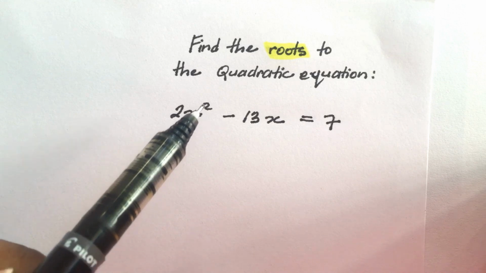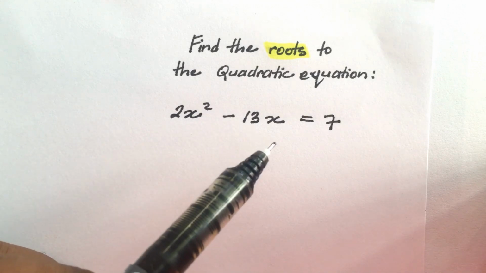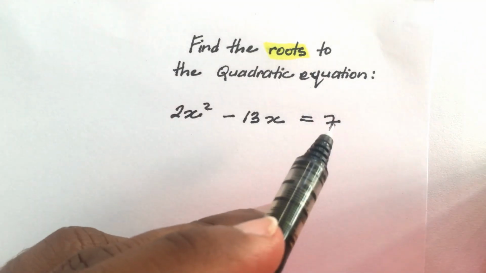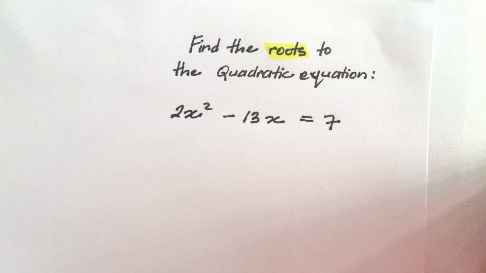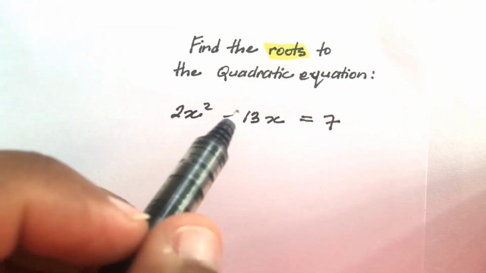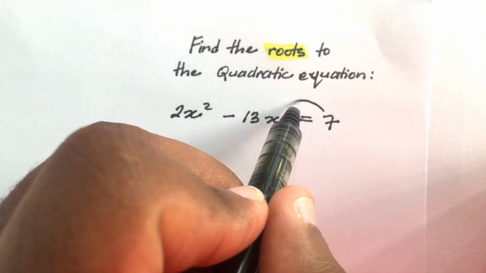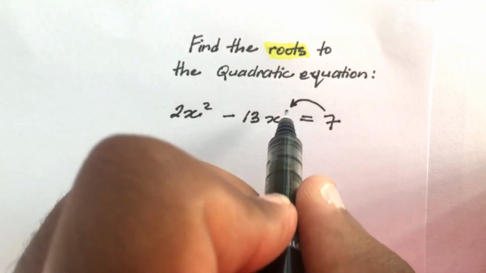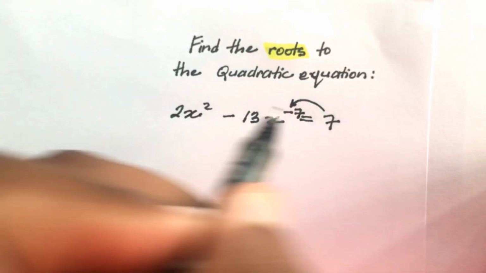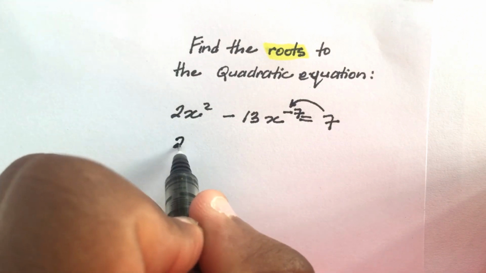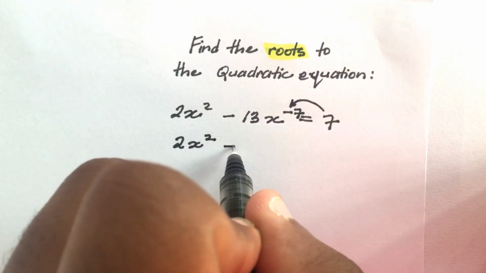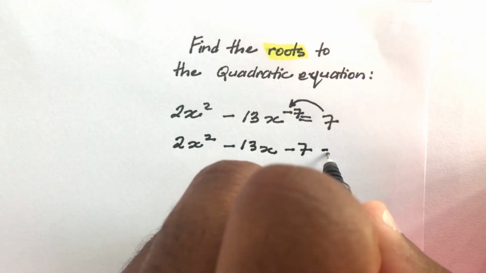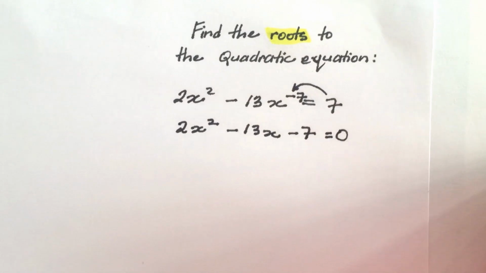We have 2x squared minus 13x is equal to 7. The first thing I would do is to carry this 7 over so that it looks like what we want it to look like. So when I carry this 7 over, it was a positive. So when it jumps the equal sign, it's going to become its opposite. Good. So I'm going to have 2x squared minus 13x minus 7 is equal to 0. And we can work with this.